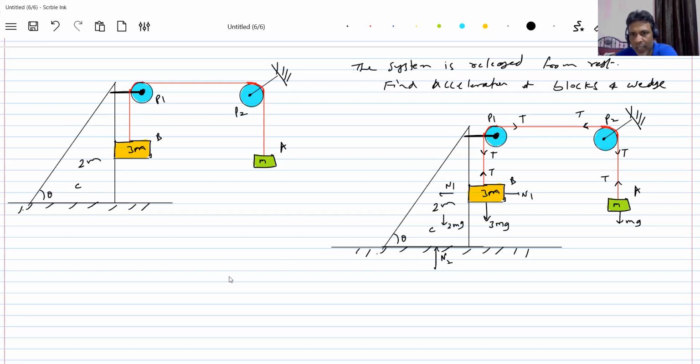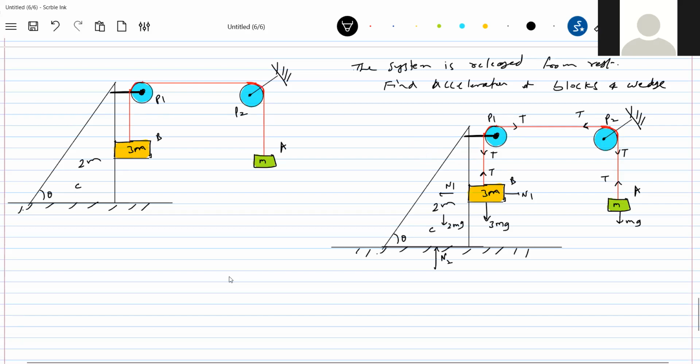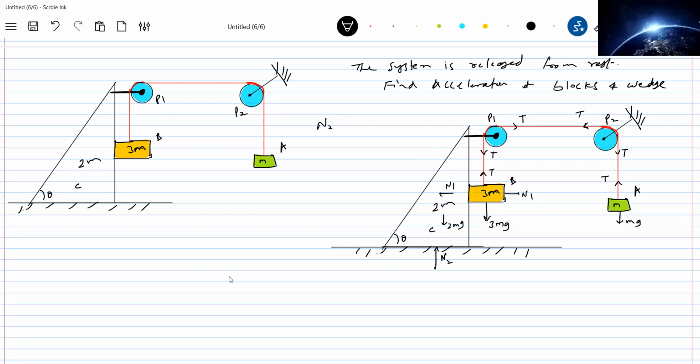So it means the tension force is also acting on the pulley downward, and is also acting on the wedge. So what should be N2? If I write the equation, N2 minus 2 mg minus T should be equal to 0. This is on the wedge along the y-axis.